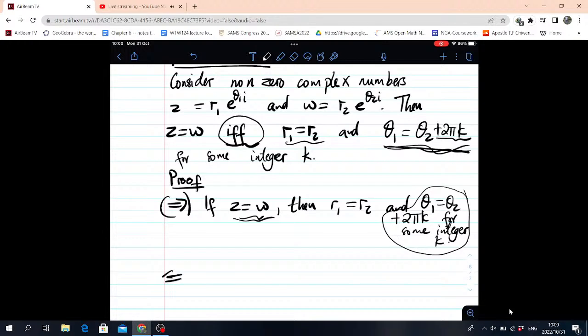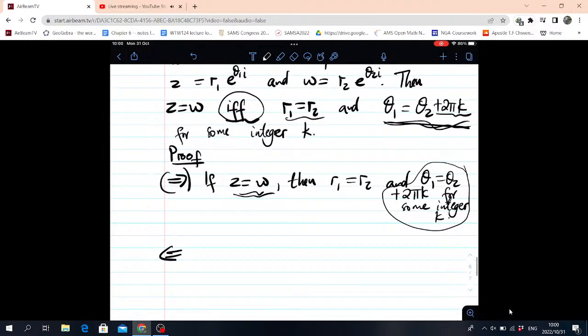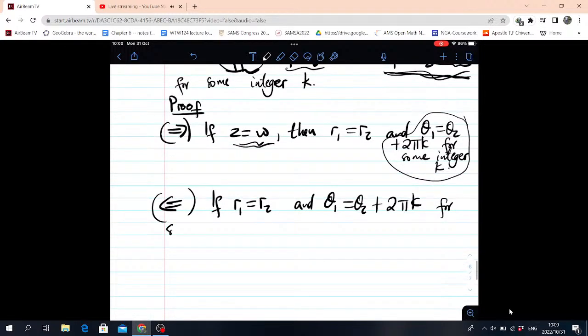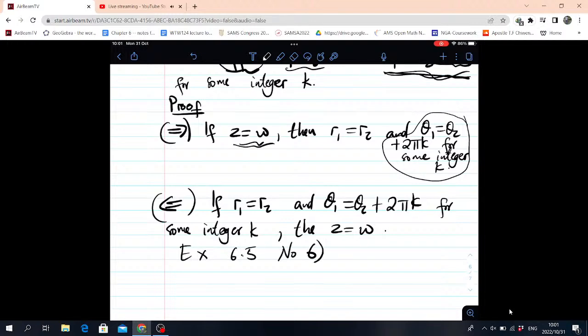And then going in that direction, I think it's an exercise. But the statement that you want to prove is if R1 is equal to R2 and theta 1 is equal to theta 2 plus 2 pi k for some integer k, then it means that the two complex numbers are equal, right? And this is exercise 6.5, number 6 in the textbook. So you can go and have a look.